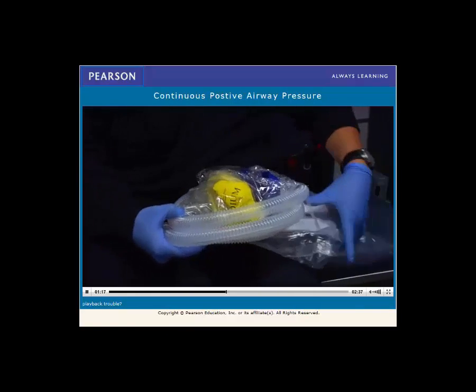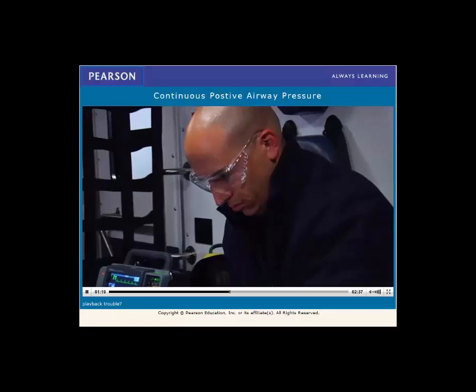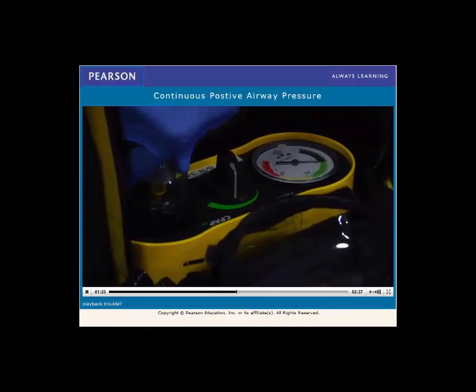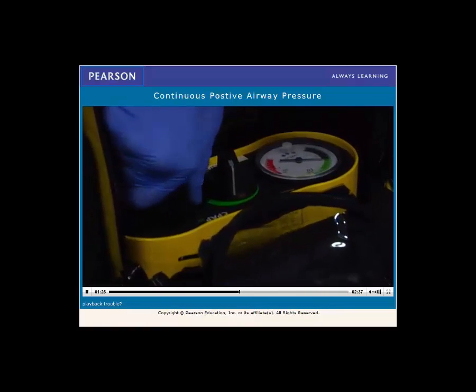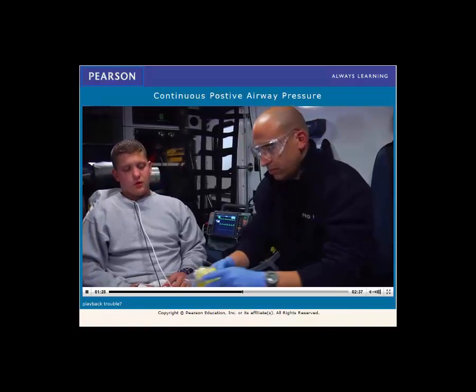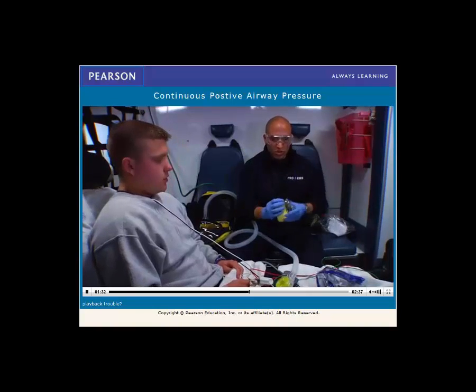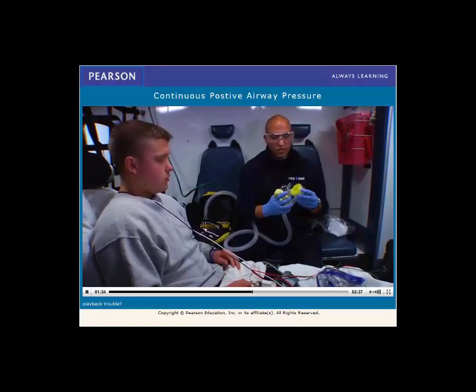Explain the procedure to your patient and familiarize them with the CPAP face mask or nasal mask. Attach the CPAP face mask connecting line to the CPAP machine. Coach the patient by holding the mask for a few breaths until they get used to the flow of air being directed toward their mouth and or nose.